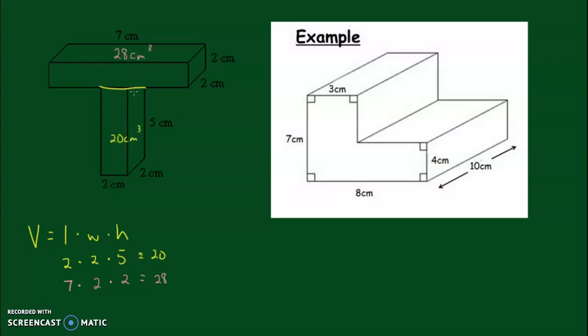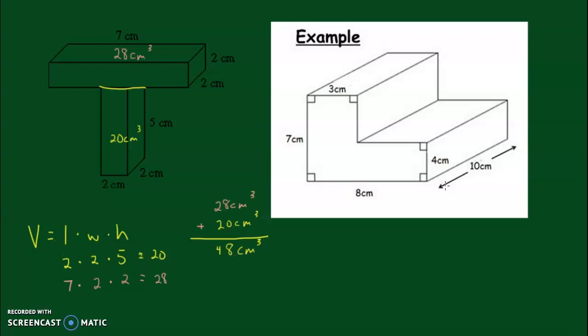Then to find the total volume, we're going to add them together. So 28 centimeters cubed plus 20 centimeters cubed gives us an answer of 8 plus 0 is 8, 2 plus 2 is 4, and since we're not multiplying, our label doesn't change. So the volume of this irregular shaped object is 48 centimeters cubed.